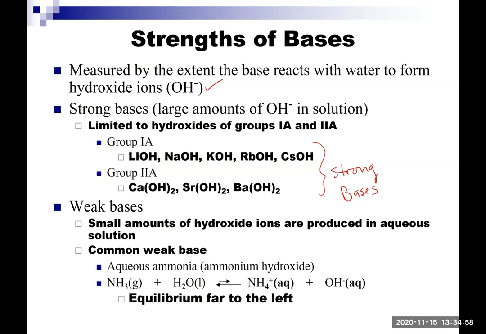So we have lithium hydroxide, sodium hydroxide, potassium hydroxide, rubidium hydroxide, and cesium hydroxide. In group 2A metals, calcium hydroxide, strontium hydroxide, and barium hydroxide. Again, you need to commit these to memory. So get out the flashcards and put them on flashcards, because then any other bases that you run into will be weak.